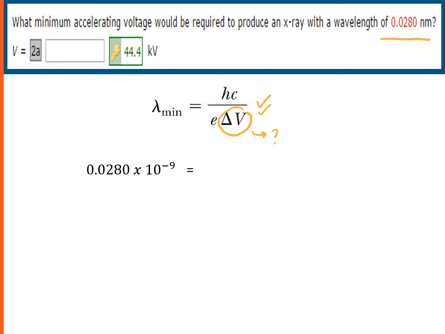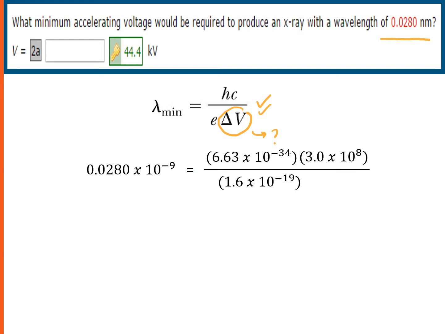So that's 0.0280 times 10 to the power of negative 9, multiplied by Planck's constant, which is 6.63 times 10 to the negative 34, multiplied by the speed of light, which is 3.0 times 10 to the power of 8, divided by e, the magnitude of the charge of the electron, 1.6 times 10 to the power of negative 19, multiplied by the accelerating voltage.